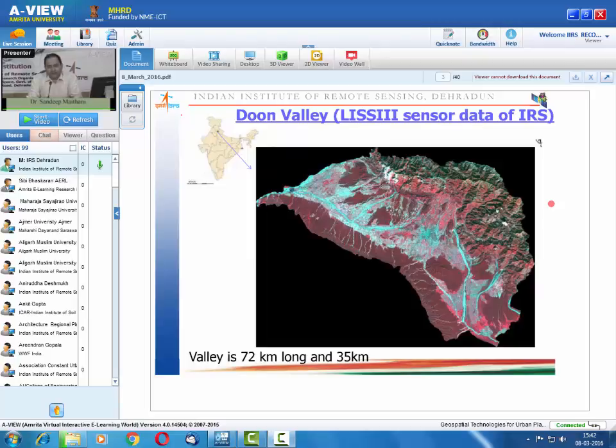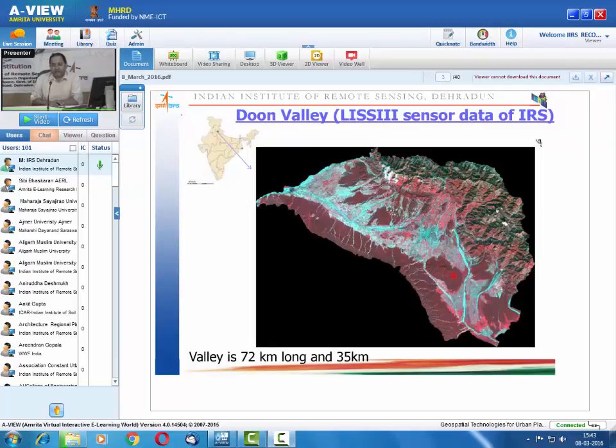Now, this is a NIS3 sensor image of the entire Doon Valley. It has a spatial resolution of around 23.5 meters. This is situated in the Uttarakhand state, in the northern part of India, and the Doon Valley is basically bounded by two rivers. On the west side we have the Yamuna, and on the eastern side we have the river Ganges. Right? And this is the Doon Valley.